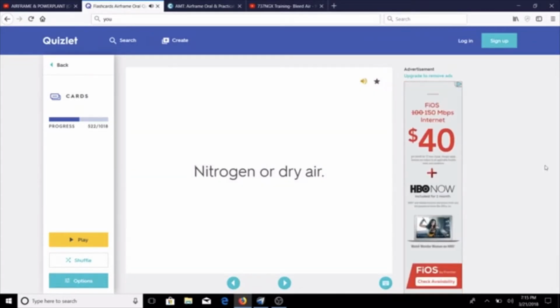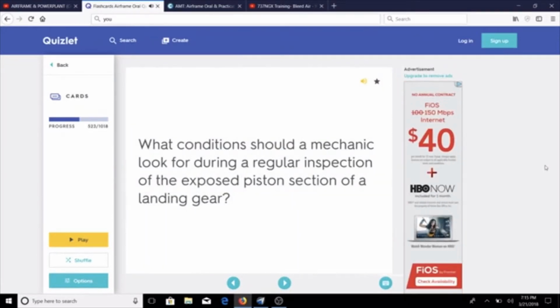Nitrogen or dry air. What conditions should a mechanic look for during a regular inspection of the exposed piston section of a landing gear?